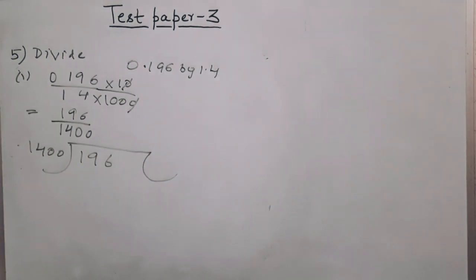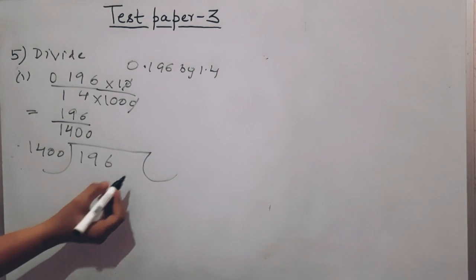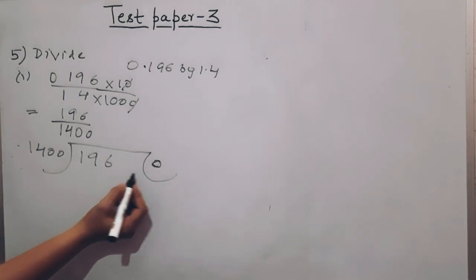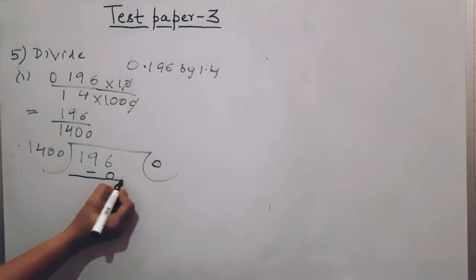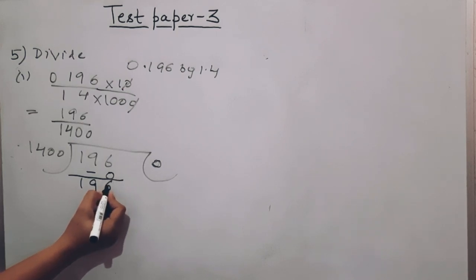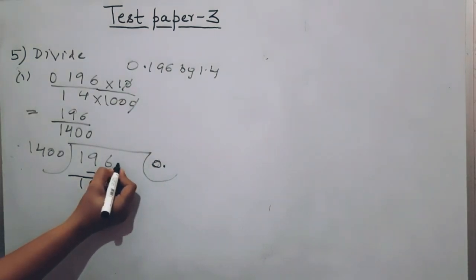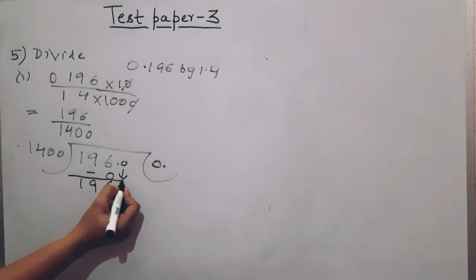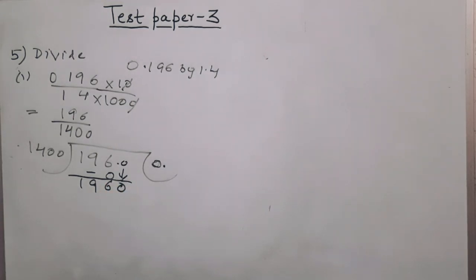Now how will we perform this division? As we can see, the dividend is smaller than the divisor. The dividend is smaller than the divisor. So what do we do in such a case? Firstly we will go with 0. So 1400 zeros are 0. Now 196 will be dropped down. Now can we place a decimal point and add a 0? Yes. Now 1960, does it come in the table of 1400?